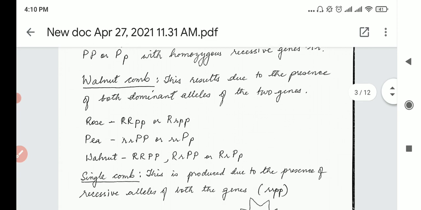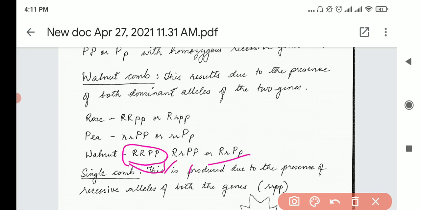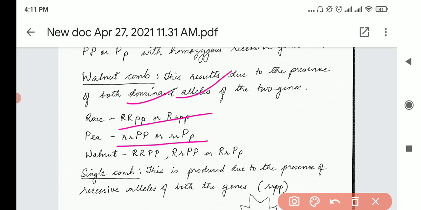Okay. Now the walnut is when we have at least one dominant R, capital R, and one dominant P. So here I have already written for you, if the alleles come like this, capital R's and P's, we will get walnut. If like this also, yes. If like this also, yes. All right. So I've already written all the different combinations for the rose, it could be this way, for the pea it could be that way, and the walnut has 3 different combinations. So I think it's easy.